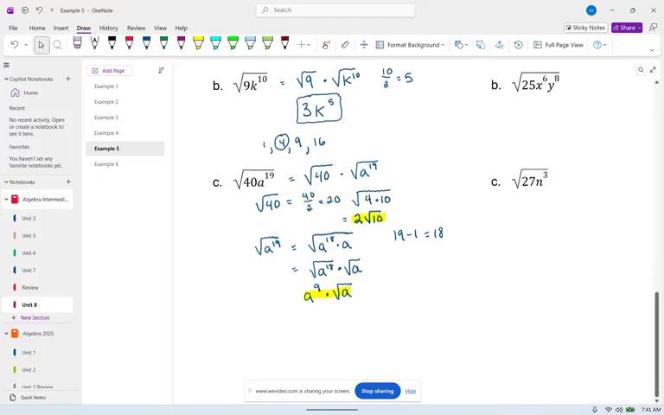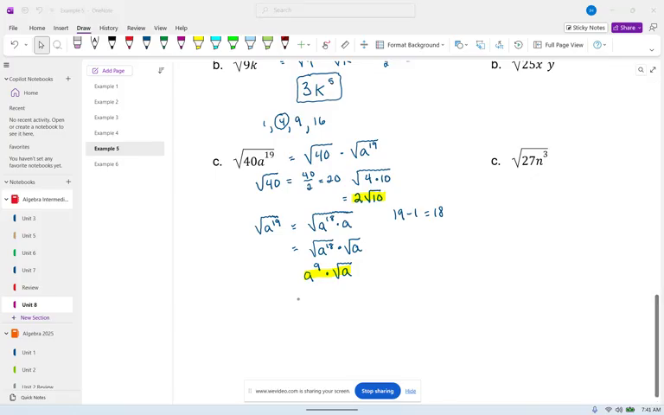We're going to put together the parts that are outside the square root. So we have 2a to the 9th. And then we're going to put together the parts that are in the square root. So we have 10 and a. So we have 10a. So that would be how we simplify a radical when our number is not a perfect square and our variable is not a perfect square.